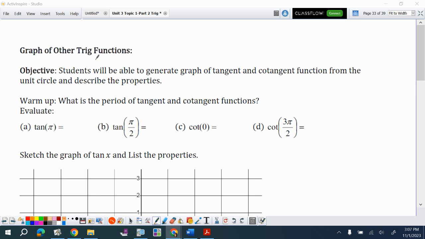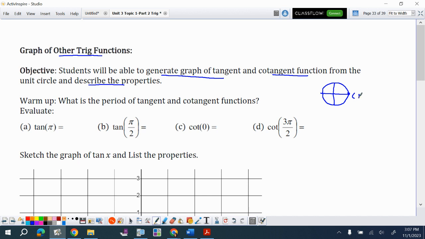In this video, I'm going to explain how to graph trigonometric functions. The objective is to generate the graph of tangent and cotangent functions and describe the properties. So let's take a quick look at the unit circle and look at these coordinates.